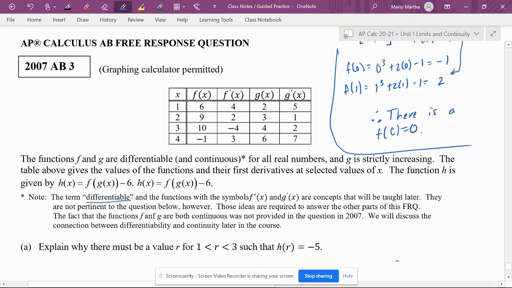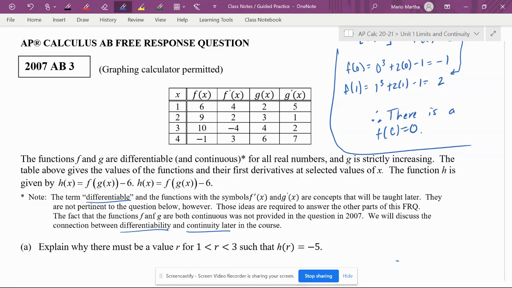So the term differentiable and the functions with the symbols f prime and g prime are concepts that will be taught later. They're not pertinent to this question below. However, those ideas are required to answer the other parts of this FRQ. The fact that the functions f and g are both continuous was not provided in the question in 2007. We will discuss the connection between differentiability and continuity later in the course, and that's actually in the next unit, which is pretty much derivatives.